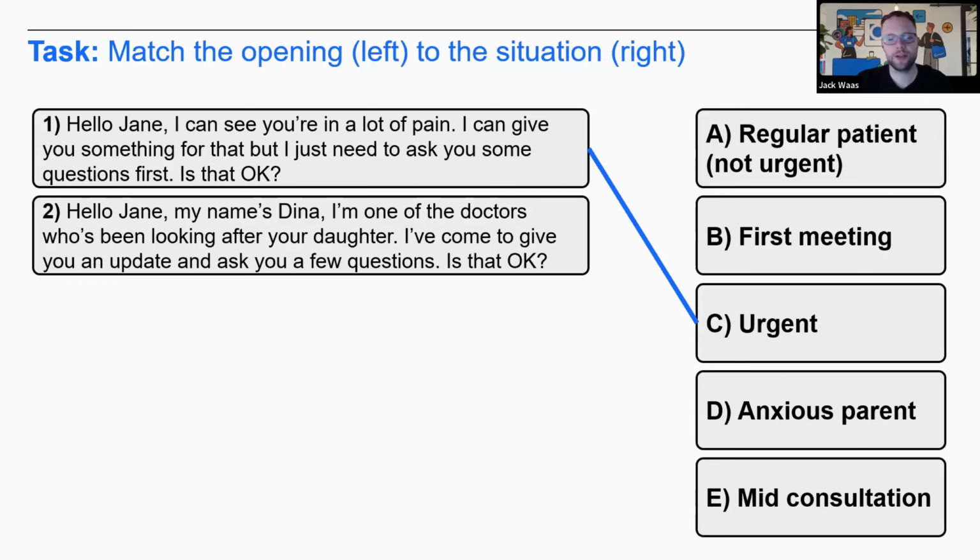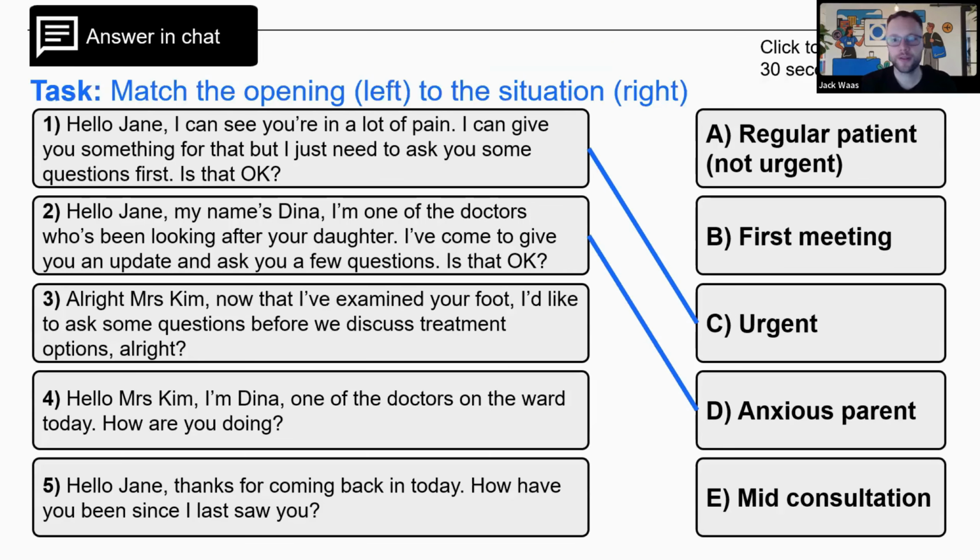Right, this one would actually be D, an anxious parent. This is an anxious parent that's worrying about this one. Okay. So that's how we could describe this situation. An anxious parent. Okay. So now you have three more openings here, 3, 4, and 5. And then there's three more types of descriptions of how you would describe these. So go ahead and match the rest of these together. I'll give you 30 seconds to do that starting now.